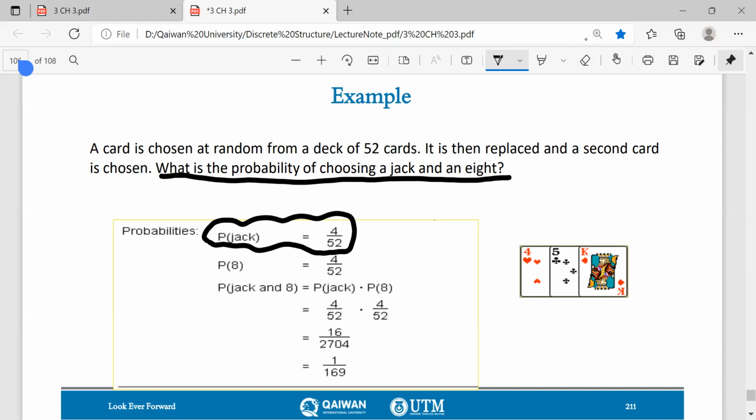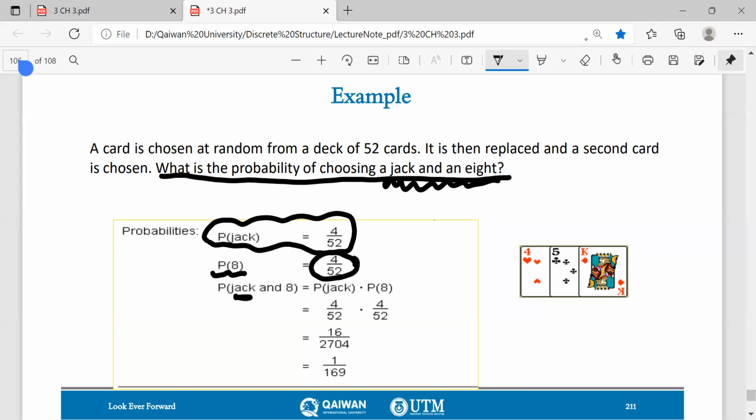Here we ask, what's the probability of taking a jack and an 8? The probability of a jack is 4 over 52 because we have 4 jacks in the deck. And the probability of an 8 is also the same, 4 over 52, because we returned it. If you don't return it, it is 4 over 51. It becomes 51 because we took a jack from it.